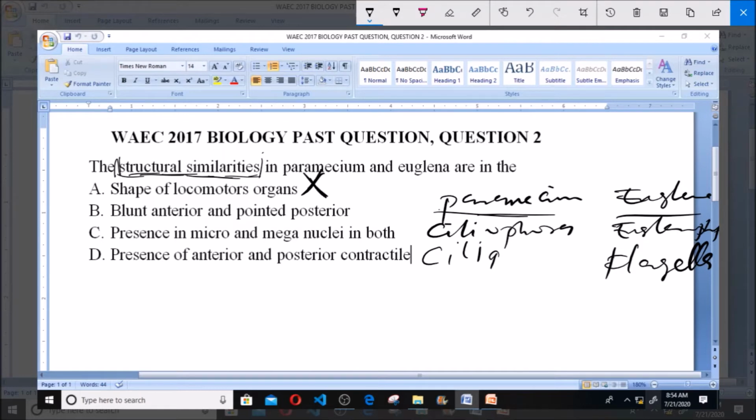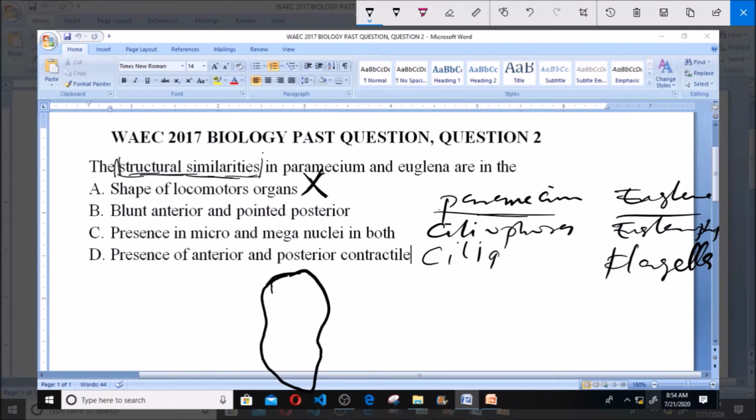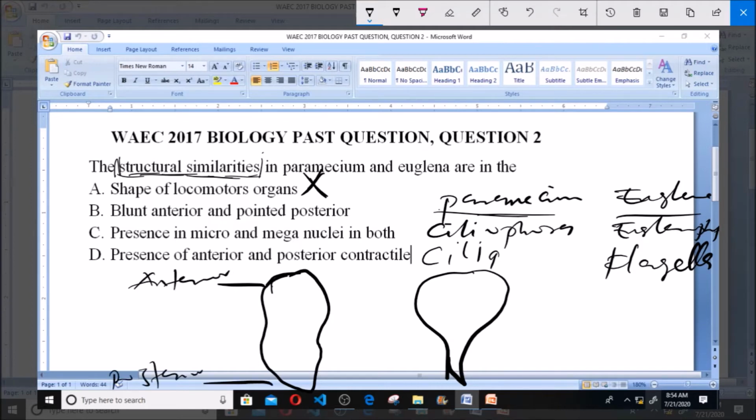Now, B says blunt anterior and pointed posterior. So now, a paramecium has a slipper shape like this. It looks like this, and this is the shape of a paramecium. And a euglena looks like this, a spindle shape like this. Now, this is the anterior and this is the posterior for a paramecium. This is anterior for euglena and this is the posterior for euglena.